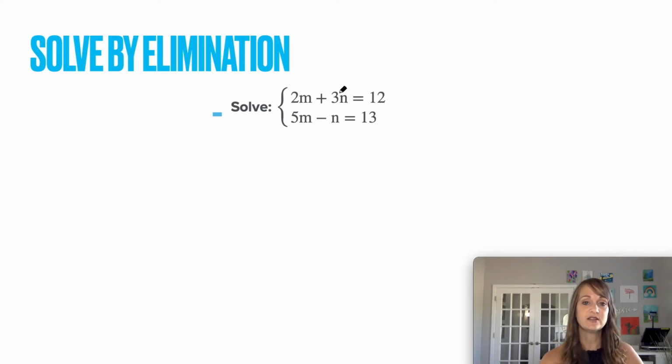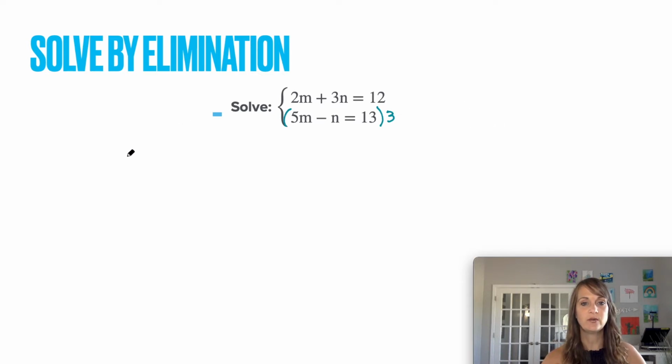So I noticed that there's a 3n at the top, and there's a negative n at the bottom. If I was to multiply this bottom equation by 3, that will give me a negative 3n. And this negative 3n, along with this positive 3n, will eliminate each other. So I am going to multiply the bottom equation by 3. It is allowed as long as you are multiplying the entire equation by that number, not just the n, but by everything.